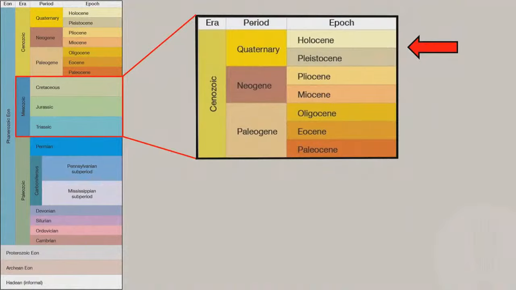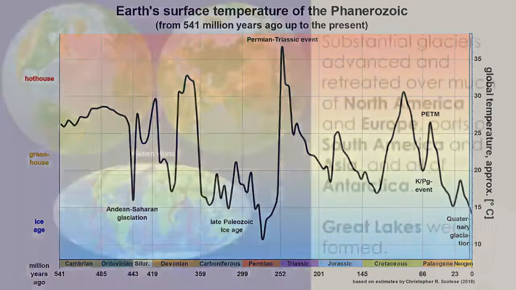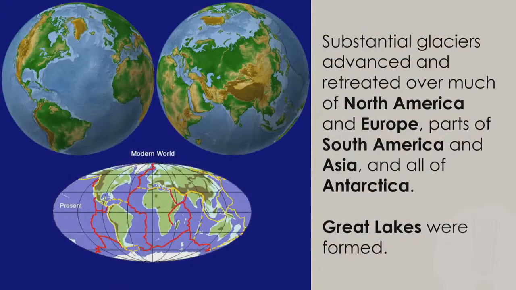So the Pleistocene were those ice ages. Holocene is that warmer period comparatively that we're currently in. Climate was one of periodic glaciations, with continental glaciers moving as far from the poles as 40 degrees latitude. Periodic glaciation started at the beginning of the Quaternary, continuing to the present day. The Great Lakes were formed during this period.